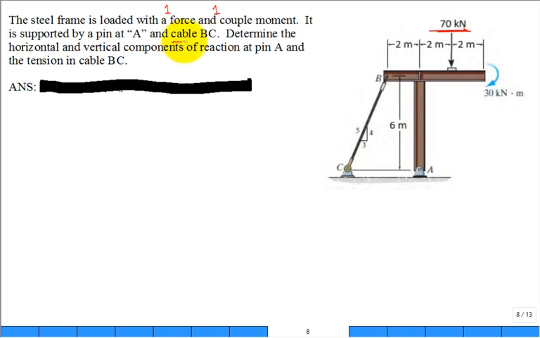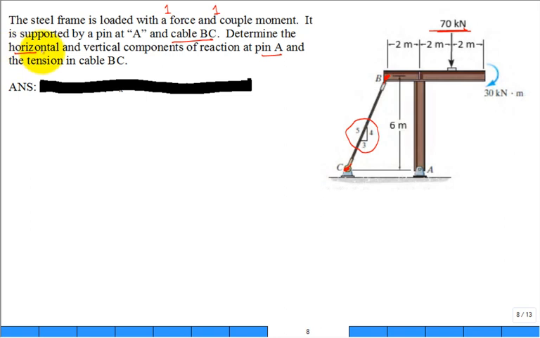All right. And it also has a cable from point B to C, and they give the similar triangle so we know the orientation of that cable. Can that cable be in compression or can it only be in tension? Cables can only be in tension. All right. Determine the horizontal and vertical components of the reaction at pin A.